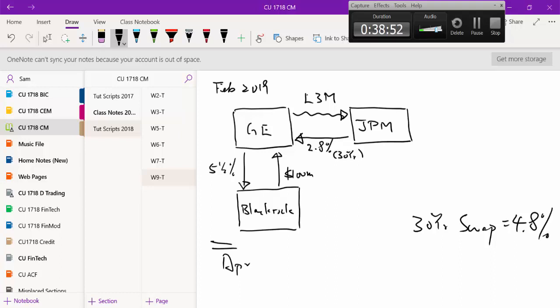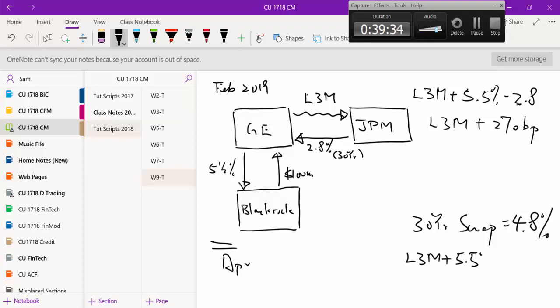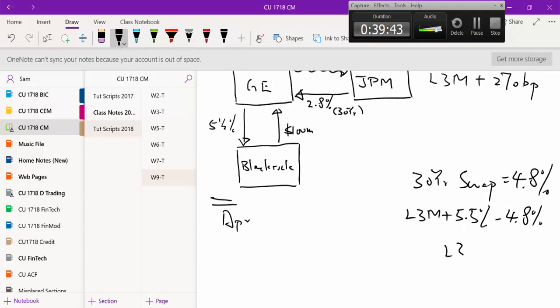You're really quite unhappy. You're thinking, oh, I wish I had just waited. Because here you can see, if you just do a calculation, and I strongly encourage you to practice this sort of calculation, GE will be paying LIBOR plus 5.5 minus 2.8, which is LIBOR plus 270 basis points. If they had just waited a little bit longer, they might find themselves paying LIBOR plus 5.5 minus 4.8, so that would be LIBOR plus 70, which is a lot less. So sometimes your timing is very, very important.